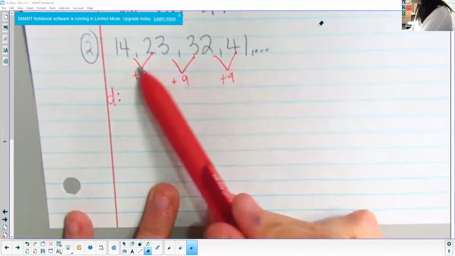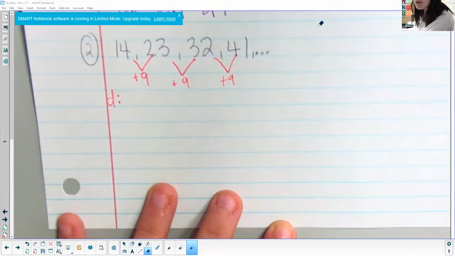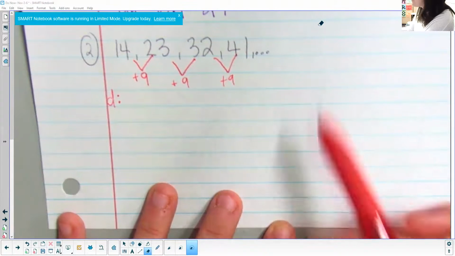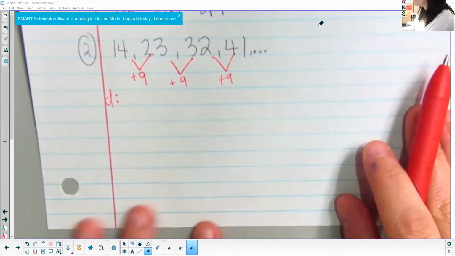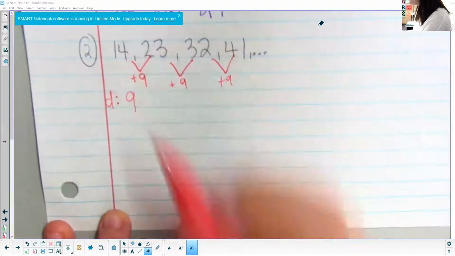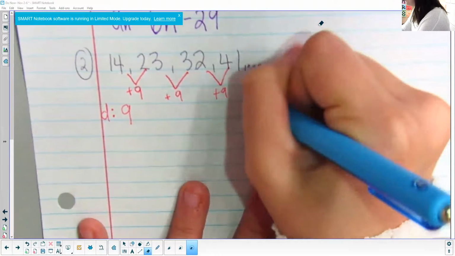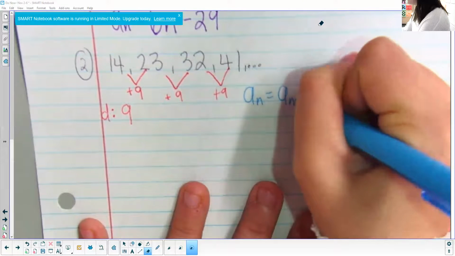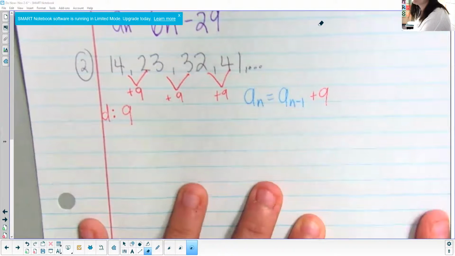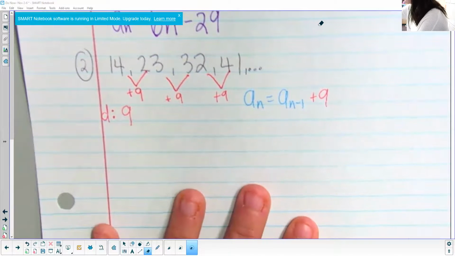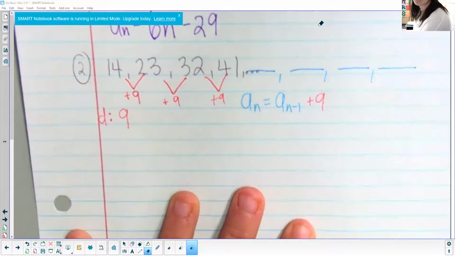Now, I check to see if my difference is the same number, because if it isn't the same number, then I'm not going to have an arithmetic sequence. I would just have a list of numbers. But it is an arithmetic sequence, so that means that my difference is 9. So taking this, let's find the recursive rule. A sub n equals A sub n minus 1 plus 9. The only thing that I'm changing is my difference, my 9. So I can use this to find the next 4 terms.